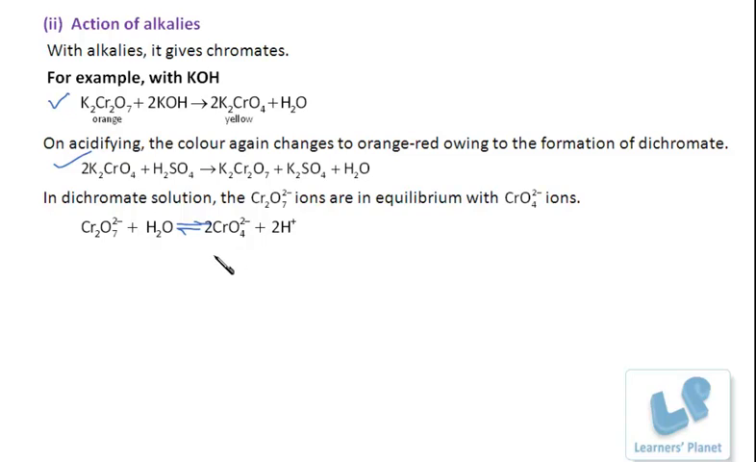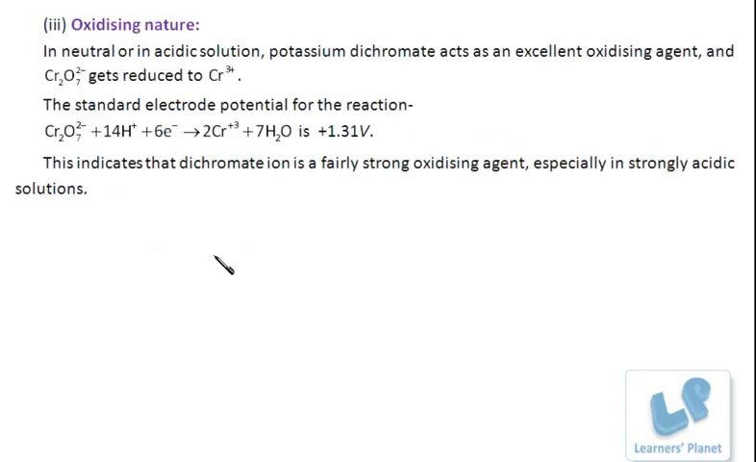Now let's see the oxidizing nature of potassium dichromate. In neutral or in acidic solution, potassium dichromate acts as an excellent oxidizing agent. Potassium permanganate acts as a strong oxidizing agent in alkaline, acidic as well as neutral solutions. But potassium dichromate is an excellent oxidizing agent in acidic solution. See, the reaction goes like this.